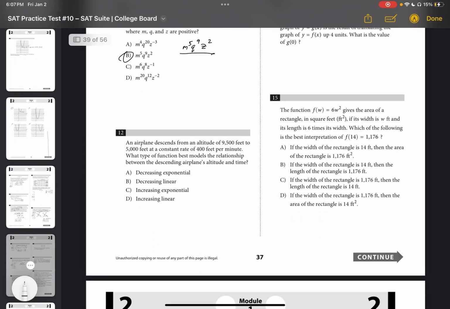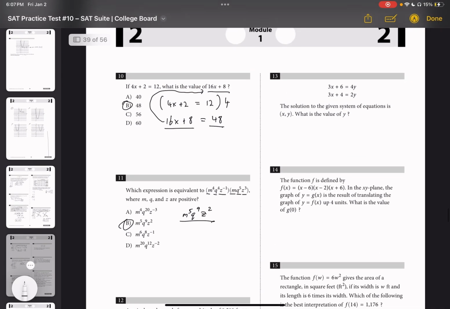Question 12, an airplane descends from an altitude of 9,500 feet to 5,000 feet at a constant rate of 400 feet per minute. What type of function best models the relationship between the descending airplane's altitude and time? Well, if it's a constant rate, that will represent a linear equation. So decreasing linear will be our answer since the plane is descending, not ascending. So yes, that will be answer choice B.